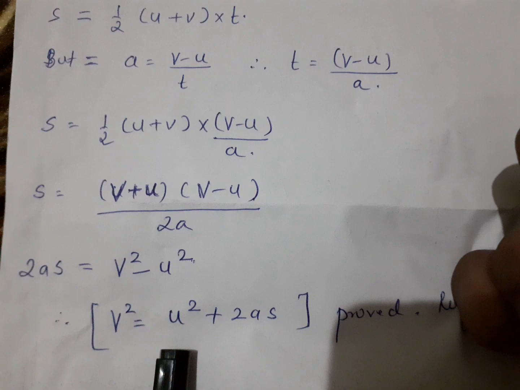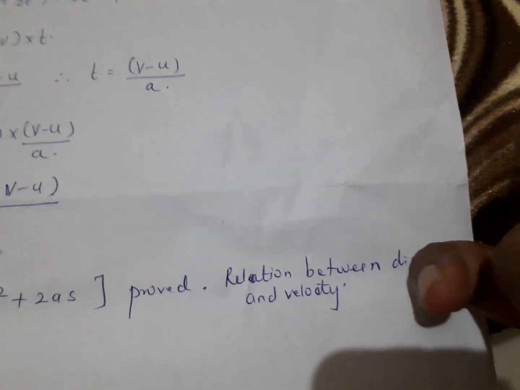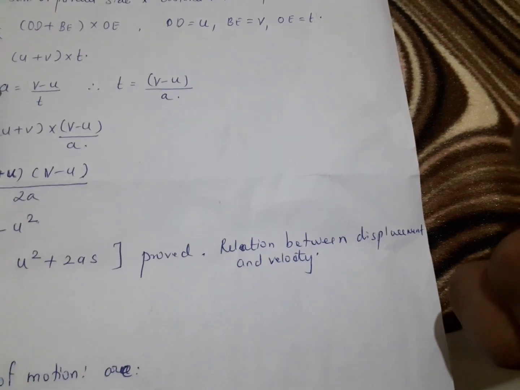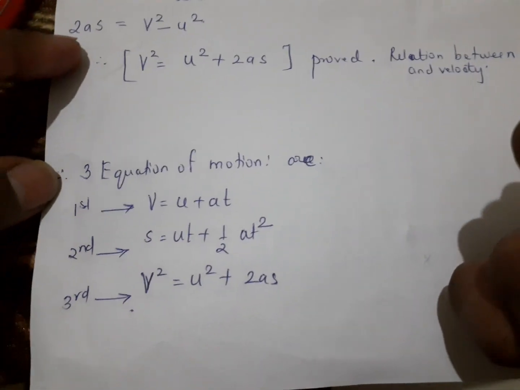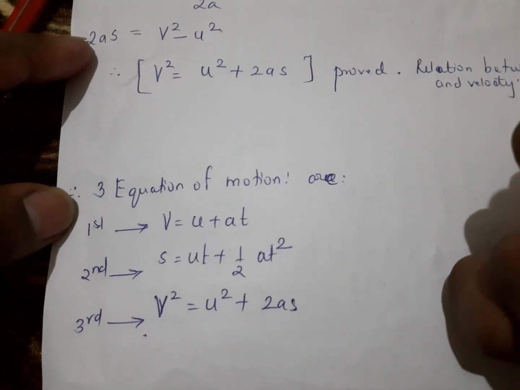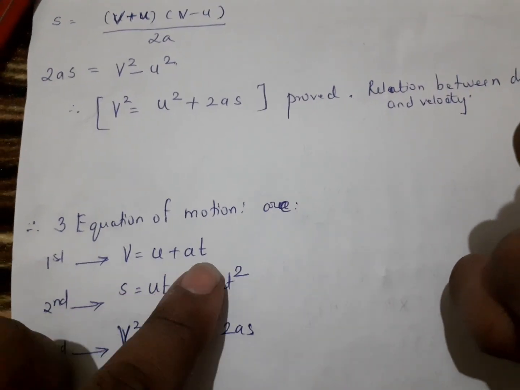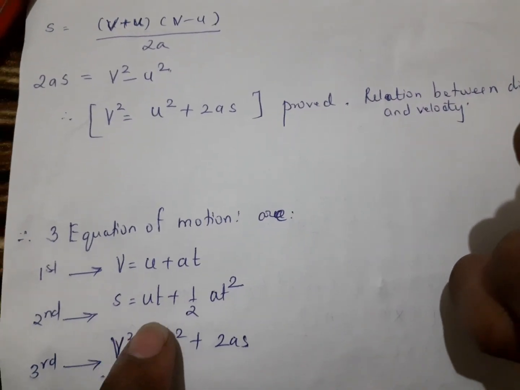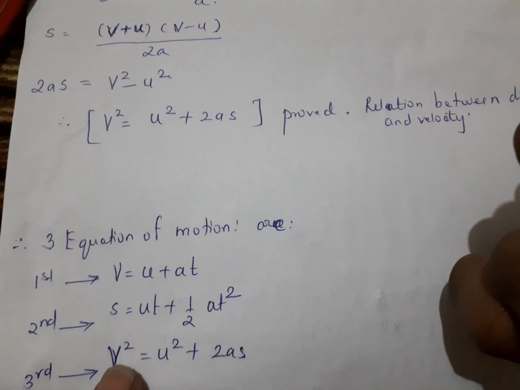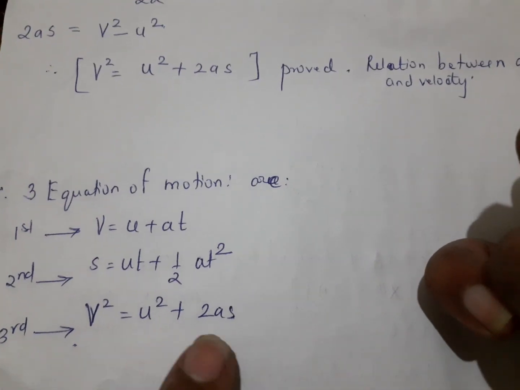v square is equal to u square plus 2as, and hence it is proved, the relationship between displacement and the velocity. So we have derived three equations of motion. First is v is equal to u plus at, second is s is equal to ut plus half at square, and third is v square is equal to u square plus 2as.